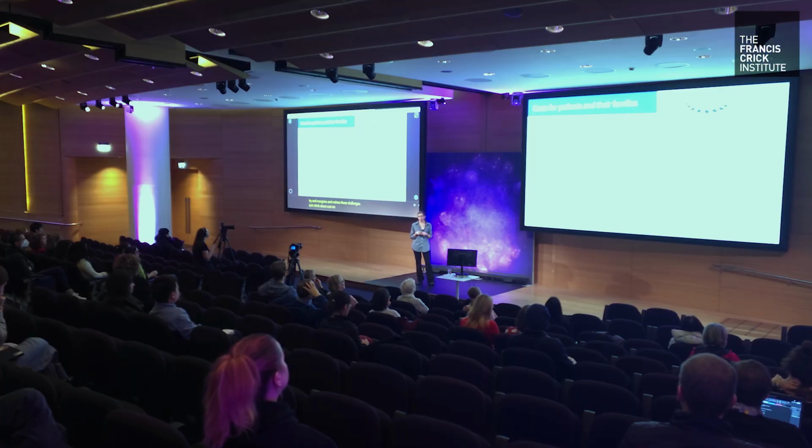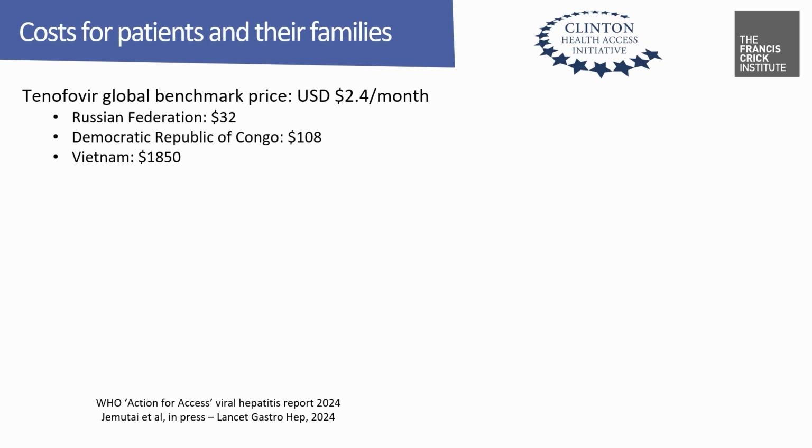We know that the global benchmark price for tenofovir should be $2.40 a month. That's sort of half a cup of coffee in London, if you're lucky. But these costs vary widely. These are data put together by the Clinton Healthcare Access Initiative showing the monthly cost of treatment. And what you can very easily see with that is that these costs can become catastrophic for people.